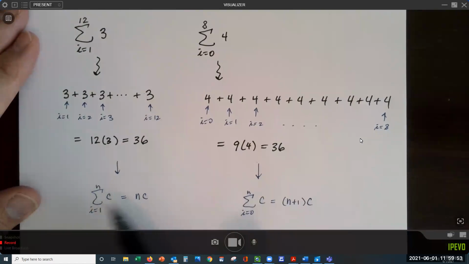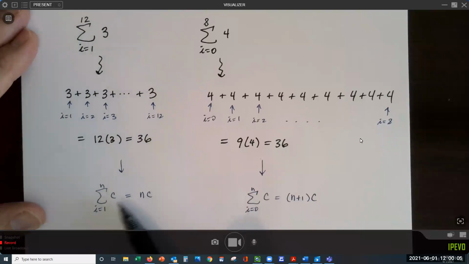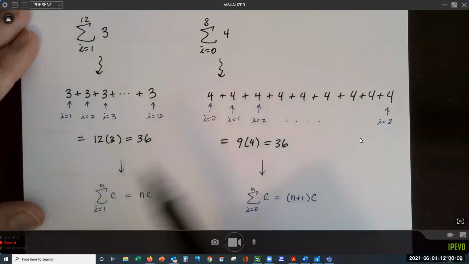And that's going to be important later when we do summations where the ending value for our index is going to be arbitrary, going to be n, some arbitrary value. So you can see it's just n, which is 12, times C, which is 3 in this particular example.